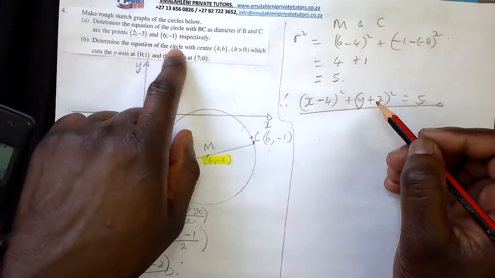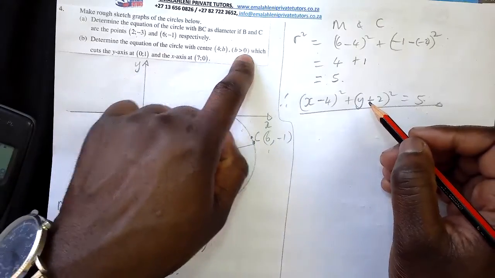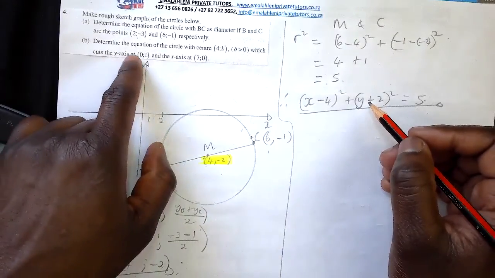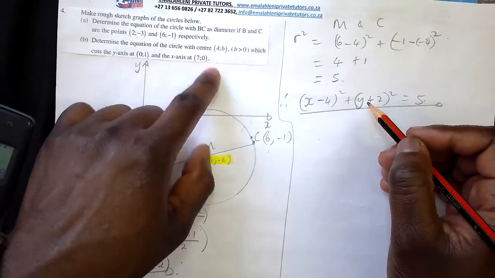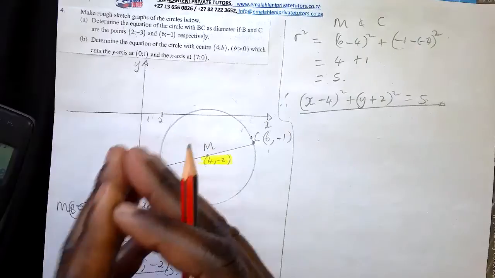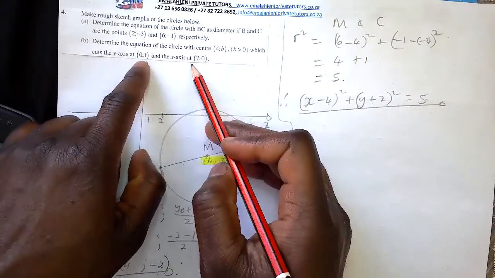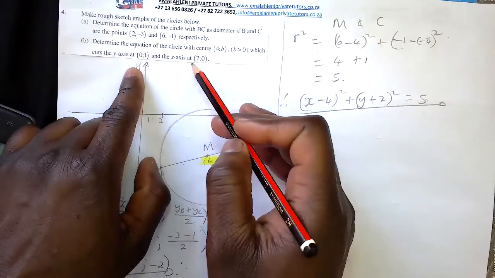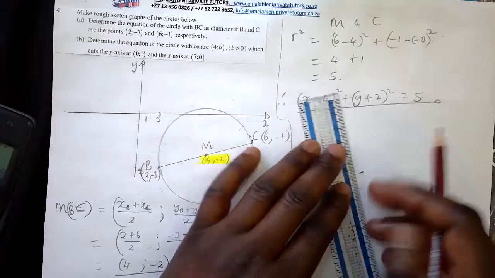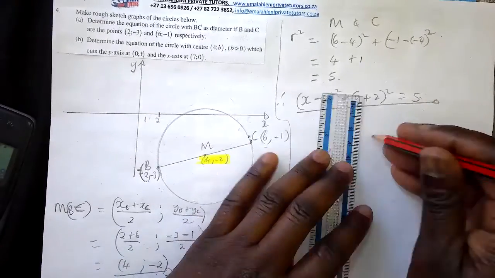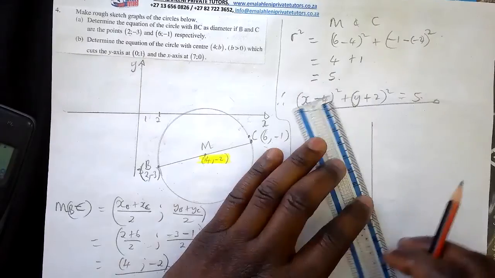Determine the equation of the circle with center (4, B), where B is greater than 0, which cuts the y-axis at (0, 1) and the x-axis at (7, 0). Now, this is very easy, because you are given 2 points here. That's where it cuts, so you are given the coordinates there. In this case, your circle will look like this. It cuts (7, 0).